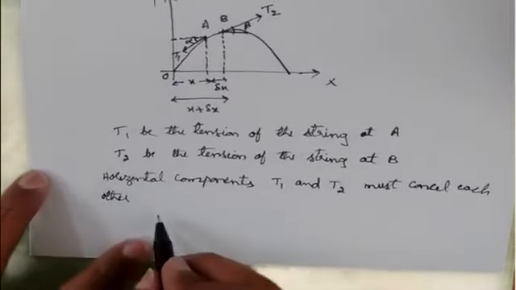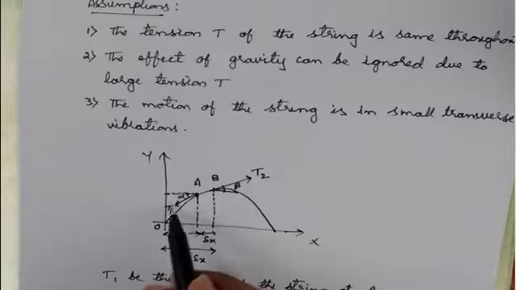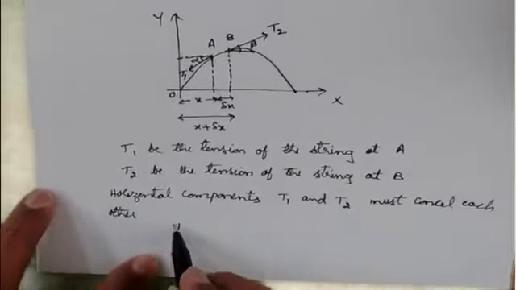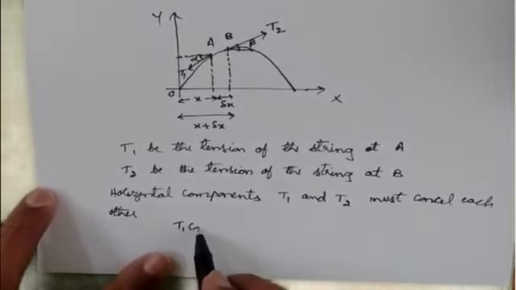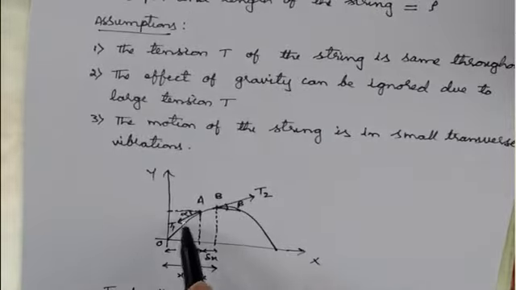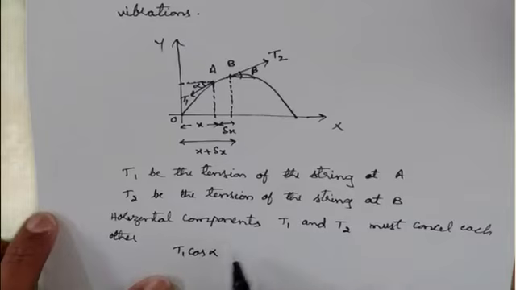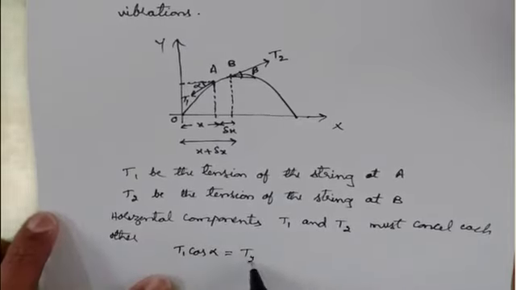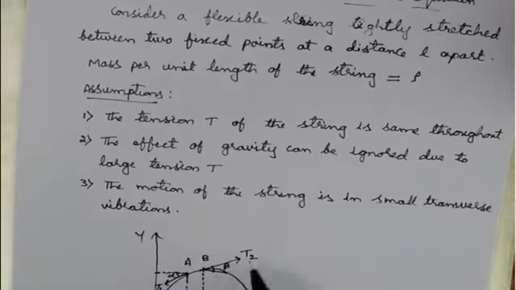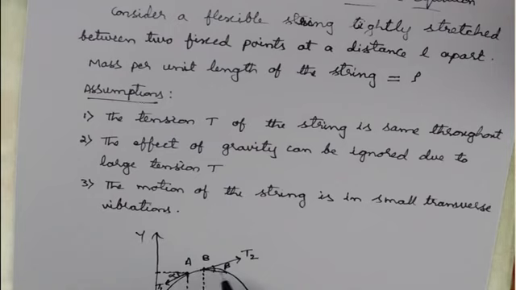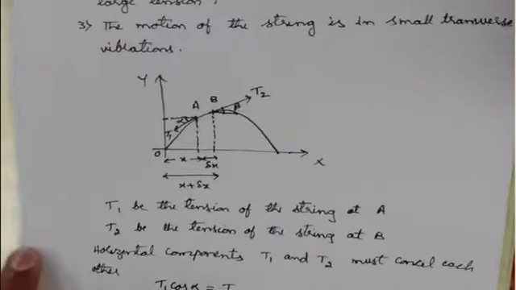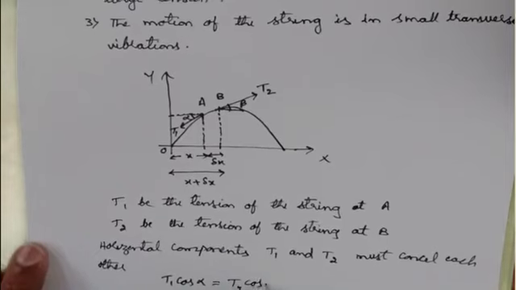Which means that you have the horizontal component along T1. So along T1 the horizontal component will be T1 cos of, what is the angle at T1? The angle is alpha. So it is T1 cos of alpha. That will be equal to, at the point B, the tension T2, the angle is beta. So it is T2 cos of beta.